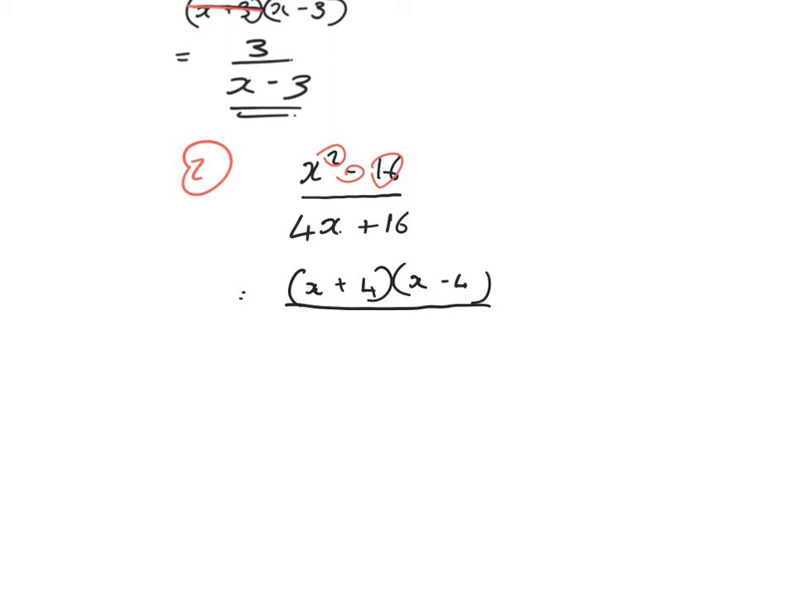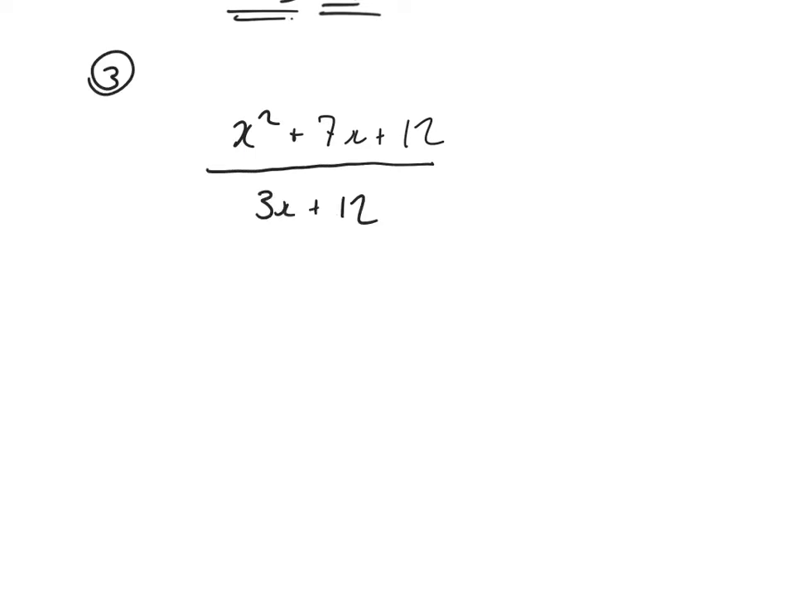Okay, down bottom, well, that's just highest common factor. So from 4 and 16 I can take a common factor of 4. That's 4 bracket x plus 4, since 4 times x is 4x, and 4 times 4 is 16. Okay, those two are the same, x plus 4 up top and x plus 4 down bottom. They cancel out and leave me with x minus 4 over 4.